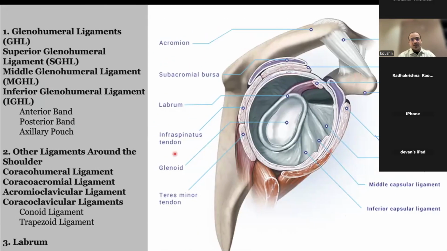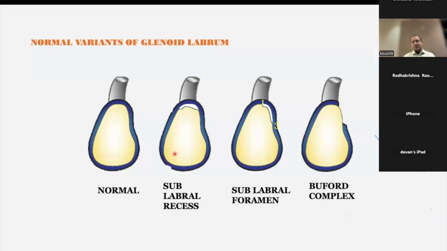So, with this anatomy, we then go into normal variants. What are the normal variants we see in a glenoid labrum? Normal glenoid labrum is circumferentially covering the bony glenoid like this. Sometimes, from 11 o'clock to 1 o'clock position, there can be a small recess. So that is a sublabral recess. It's a normal variant. Then we can have a similar thing extending from 1 o'clock to 3 o'clock position. That is a sublabral foramen. And very rarely we see absence of the glenoid labrum extending from 1 o'clock to 3 o'clock position.